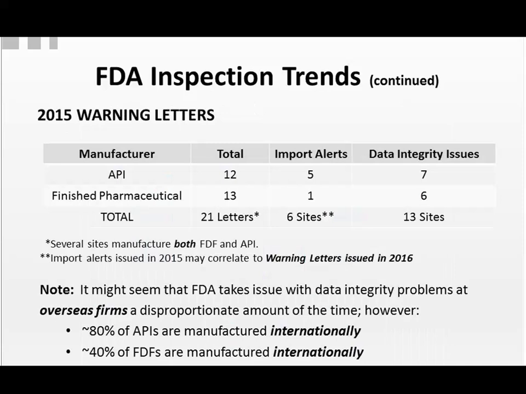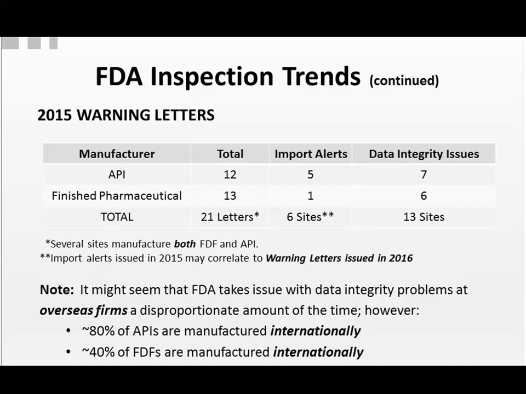The 2015 warning letters show that the majority went to API finished pharmaceuticals. There were 21 letters issued. There were 6 sites that had import alerts. And data integrity issues were found at 13 sites.